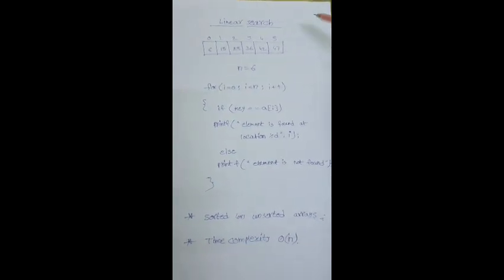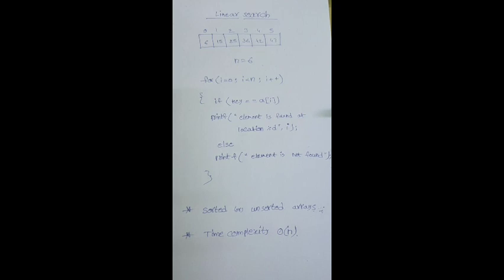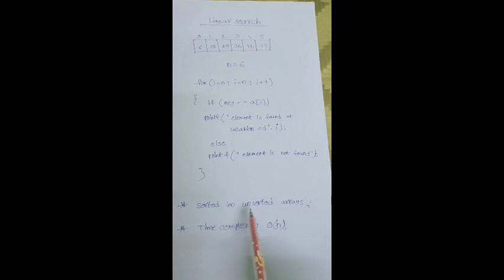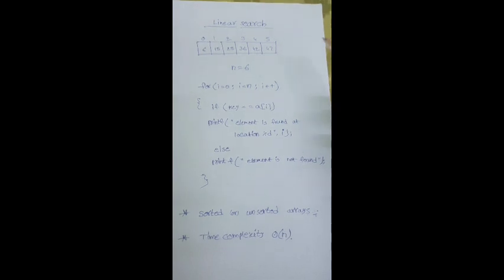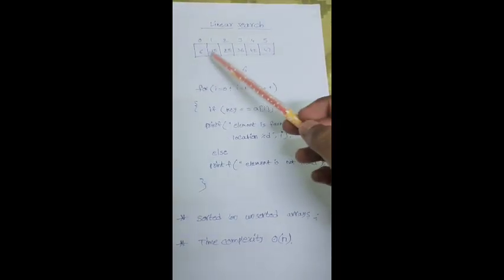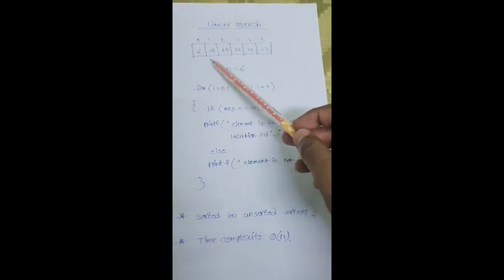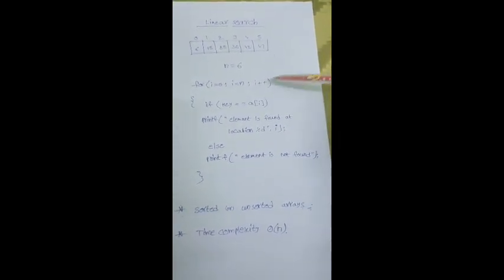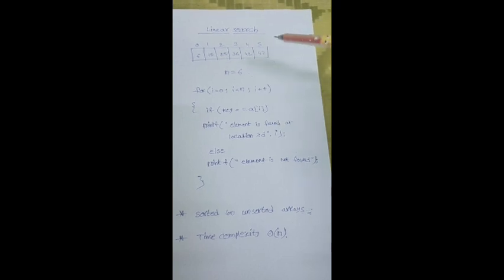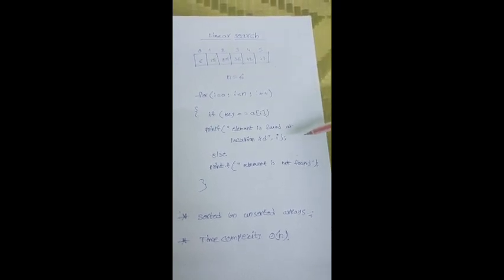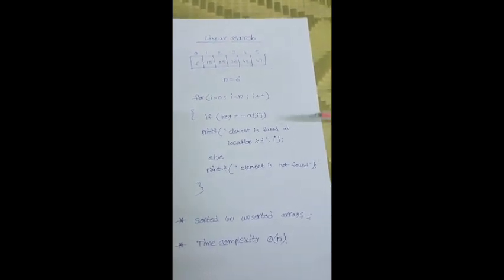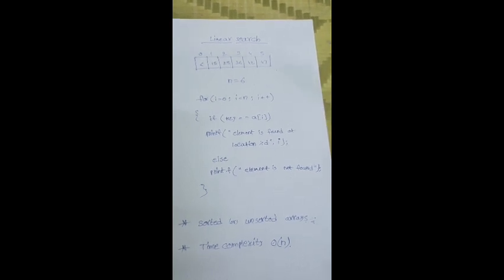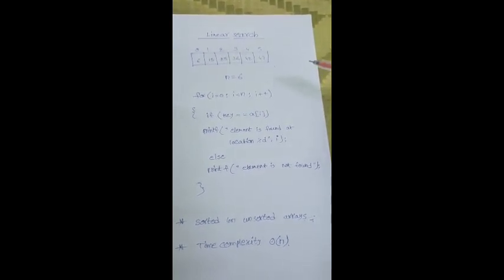Linear search. It is the simple searching technique in C language. Linear search is applicable for both sorted and unsorted arrays. Linear search is nothing but we'll compare each and every element of the array from the starting of the array to the end of the array. If the element is found at some location, then we'll print that location. If the element is not found, then we'll print that the element is not found in the array. We'll do all this process by using simply a for loop.